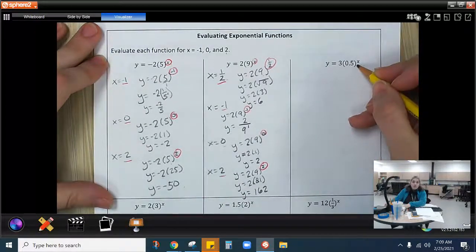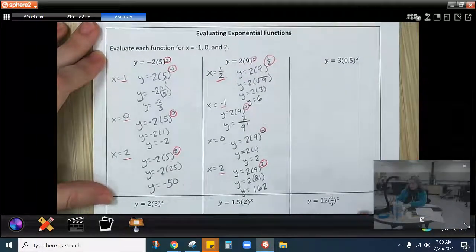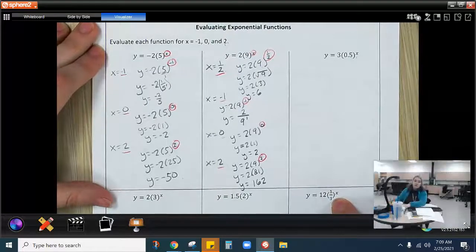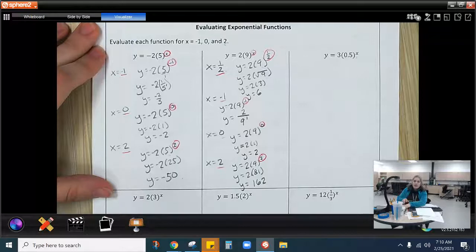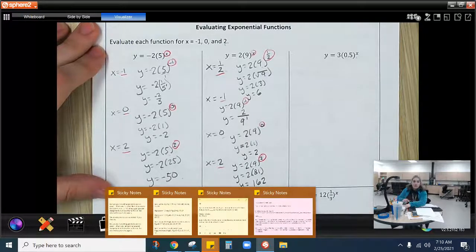Now with this guy, you are welcome to leave it as a decimal. I know how much you like decimals, so that is fine. This one down here, because it's a 3, do not round it. Okay? Leave it as a fraction.